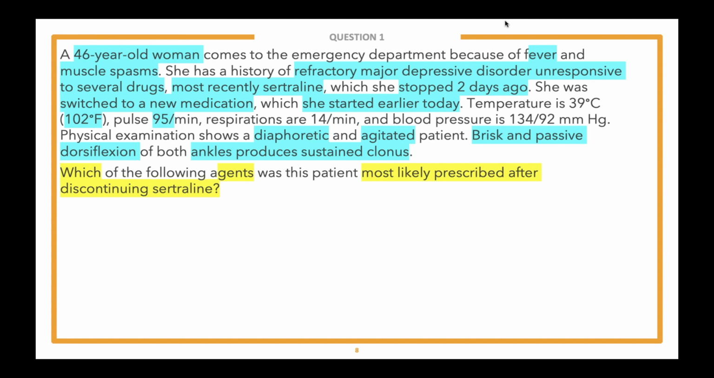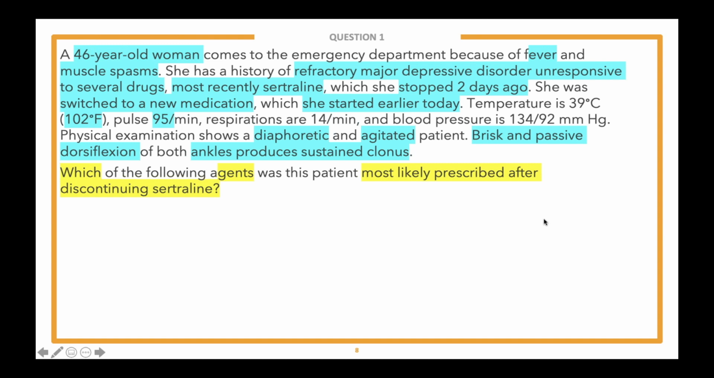Then they will usually give you medical history, and here they give us medical history, but they give us a little bit of additional information. It's refractory, it's unresponsive to several drugs, she was recently on sertraline, they give us the fact that she was started on a new medication, they give us some timelines there, and then they give us some important vital signs and physical exam signs that we need to make note of, okay? So hopefully you guys agreed and also felt that those were important clues in this vignette. Now let's take a look at this lead-in. It's asking us which agent is most likely prescribed after discontinuing sertraline. So those are the important phrases in that lead-in.